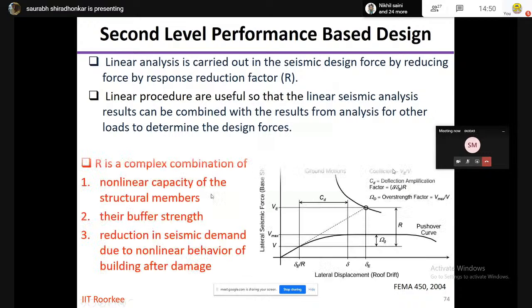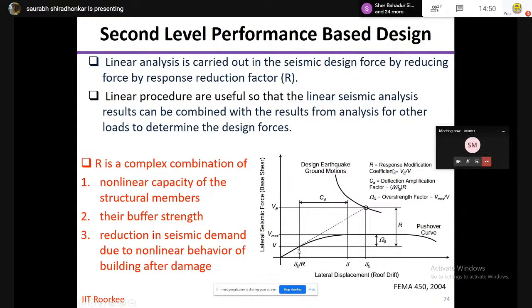So this is what is given in second level performance based design, in which, with this kind of procedure, the fragility functions are used to figure out the response reduction factor. I'll quickly go through it. The response reduction factor is expressed as a complex combination of nonlinear capacity, buffer strength, and reduction in seismic demand.